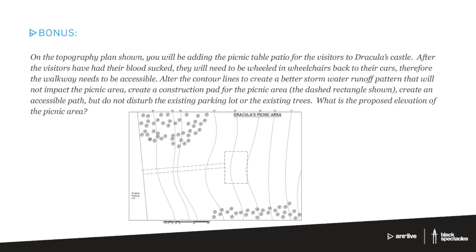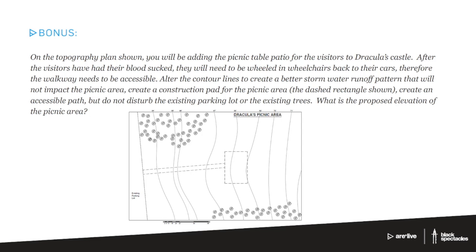So here on a topographic plan, you'll be adding a picnic table area. This happens to be for the visitors to Dracula's castle. After they have been blood sucked, they will need to be wheeled in wheelchairs back to their cars. Therefore, the walkway needs to be accessible. Alter the contour lines to create a better stormwater runoff pattern that will not impact the picnic area.